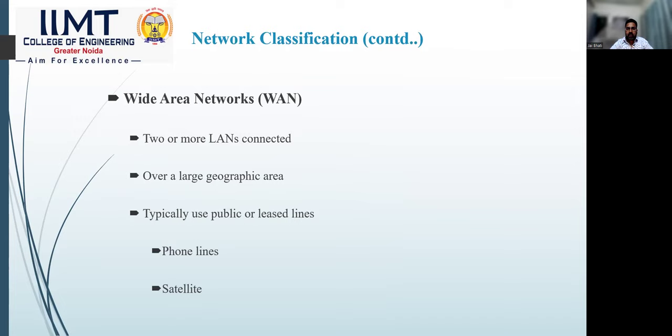Next is wide area network, where two or more LANs or MANs are interconnected to form a WAN. It is spread over a large geographical area, typically uses public or leased lines for interconnectivity of the various nodes, like phone lines or satellite links.